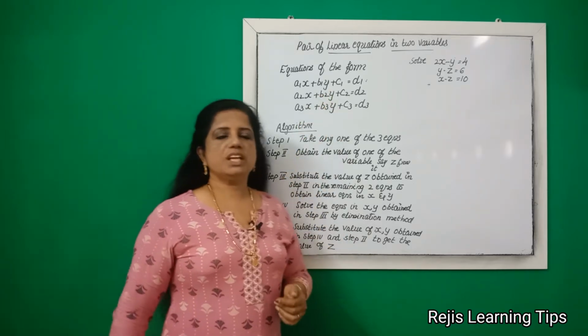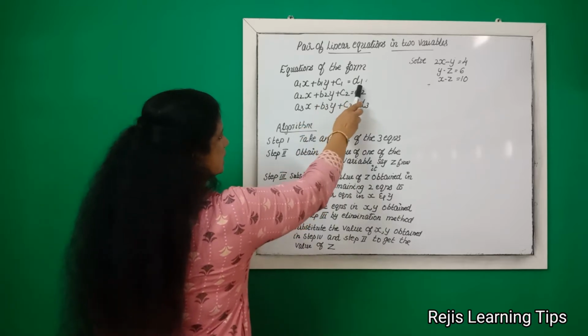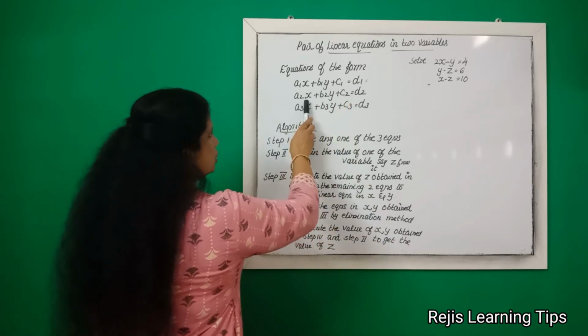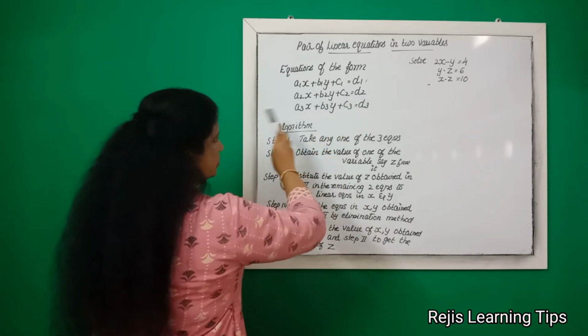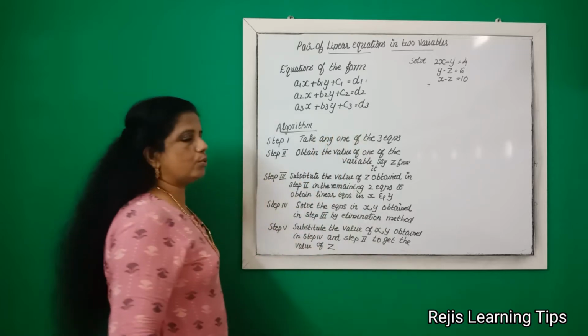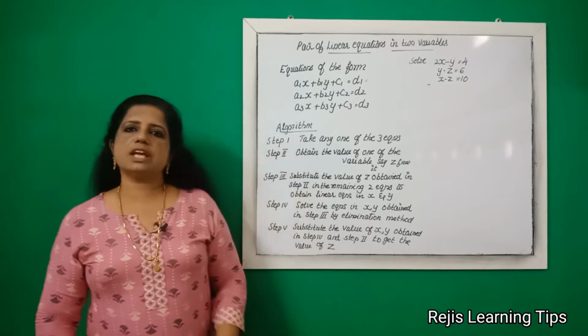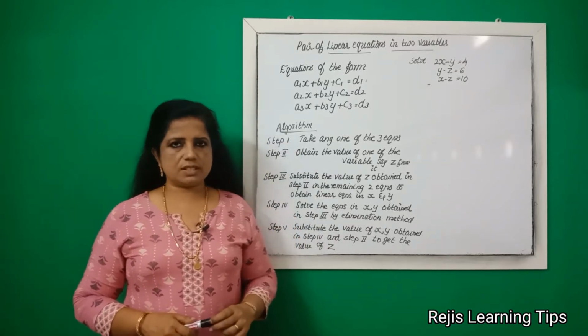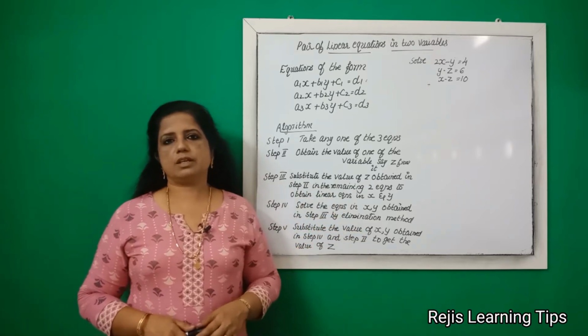Equations of the form a1x plus b1y plus c1 is equal to d1, a2x plus b2y plus c2 is equal to d2, a3x plus b3y plus c3 is equal to d3. To solve the above types of equations, the following algorithm may be used.